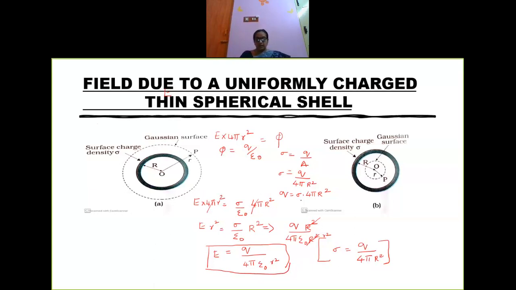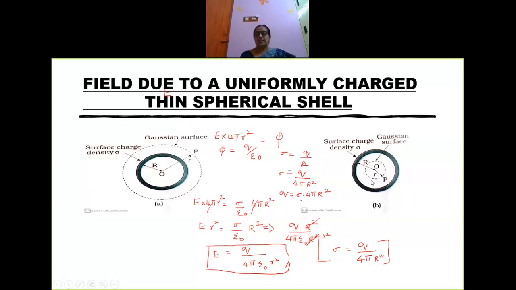Due to a uniformly charged spherical shell, whose Gaussian surface is this, and I'm going to consider a point here, the electric field at this point is determined by E equal to q by 4 pi epsilon naught r square. Now this is going to be the condition for when the point is outside the shell.